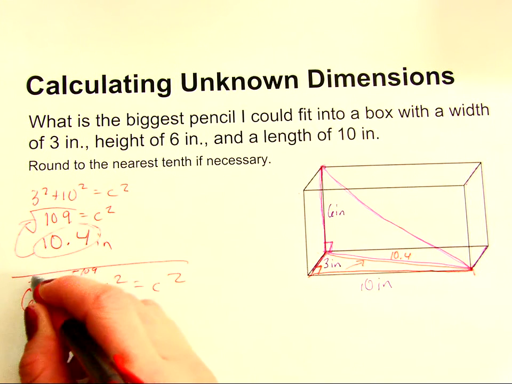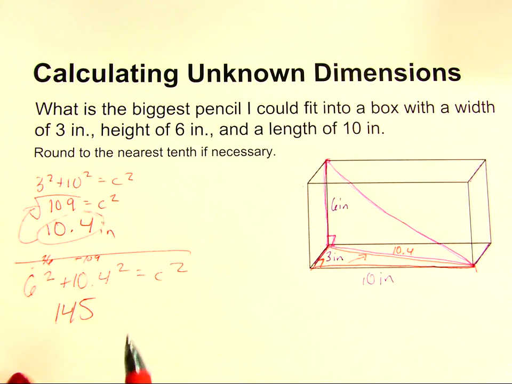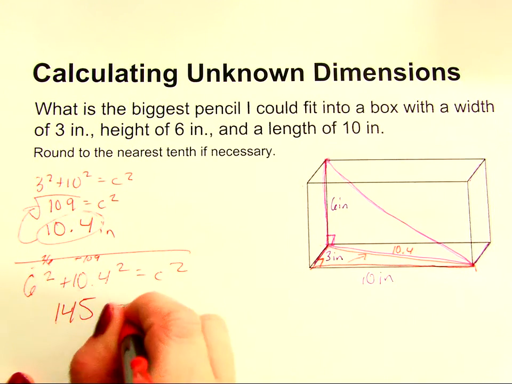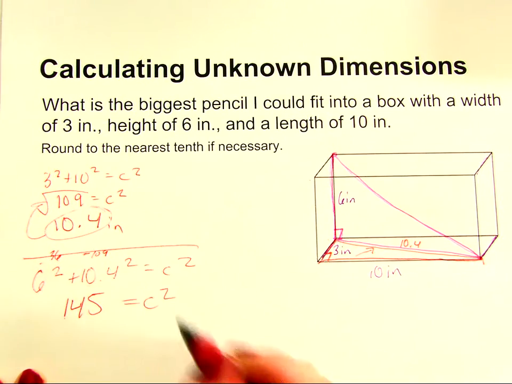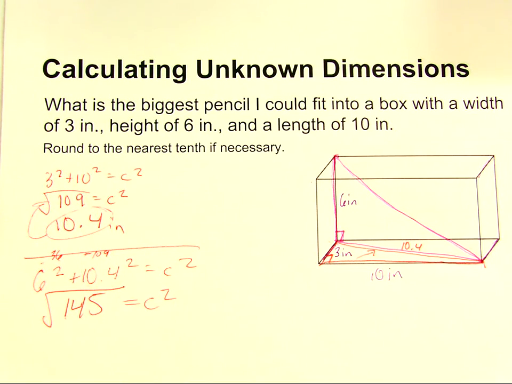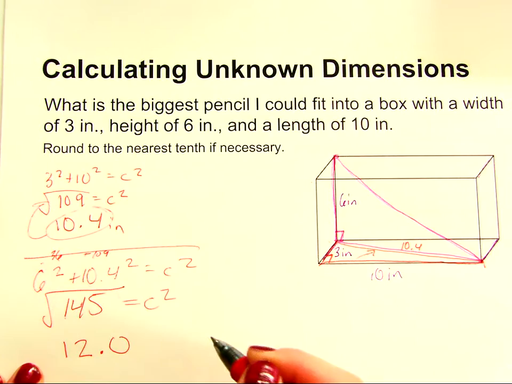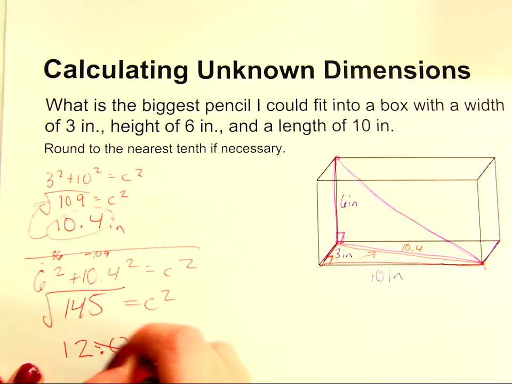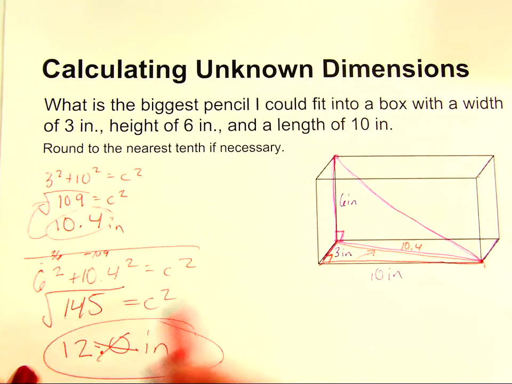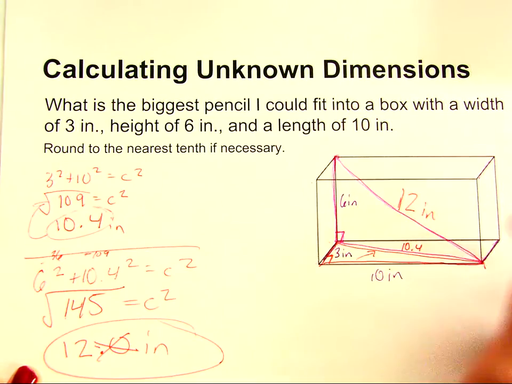And I know 6 squared is 36. So that's how I got a nice 145 here. If you kept it as just 10.4 or a different decimal, you might have a decimal here. So that's kind of how you round during the problem. And then we're going to take the square root of 145, which is 12.0. So just 12 inches is the main diagonal. So I can fit a pencil that is 12 inches long into this box.